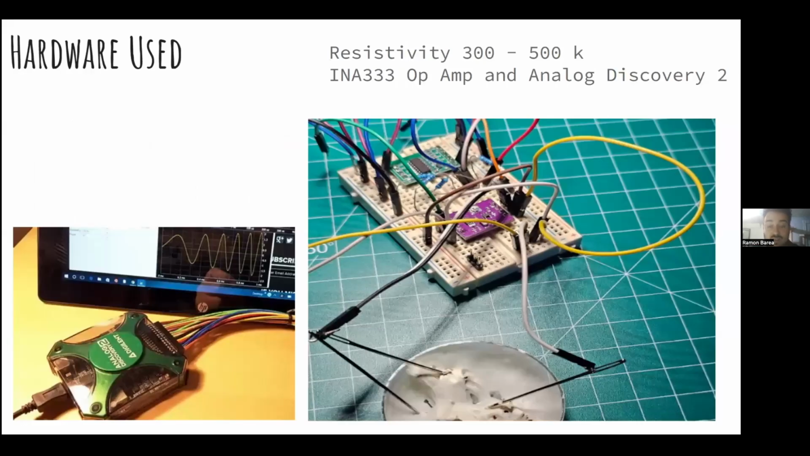So now going on to my personal research. The hardware used, thanks to UMass Boston, I was given an Analog Discovery 2 to perform various tests, and I was able to use this INA333 operational amplifier to amplify the signals from the mycelium so that I can actually read it. When I first tested the mycelium, I tested it as a resistor just to see how much it would resist electricity flowing through it. And it gave me about 300 to 500K ohms, depending on what points I actually read from.